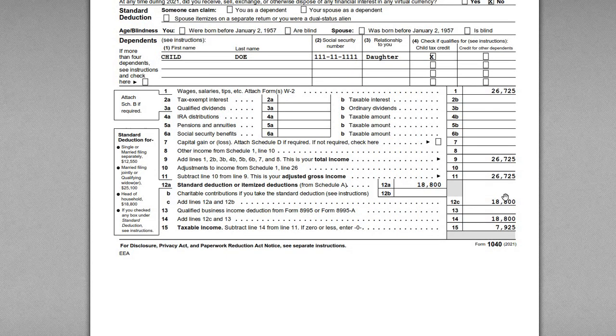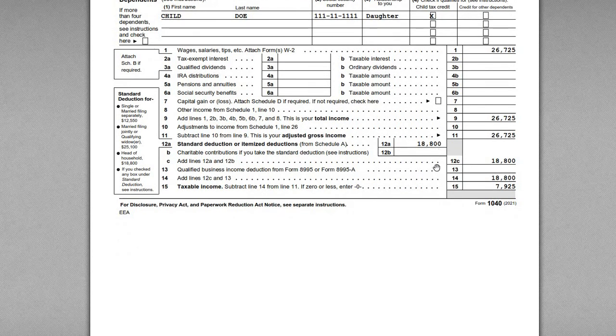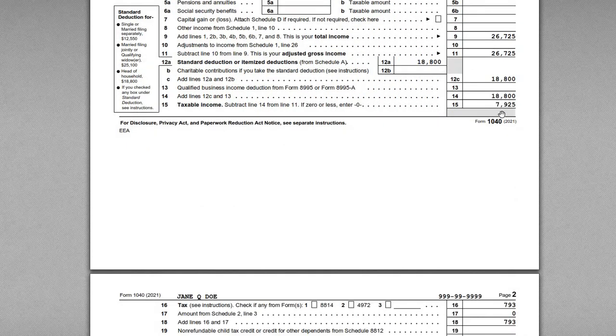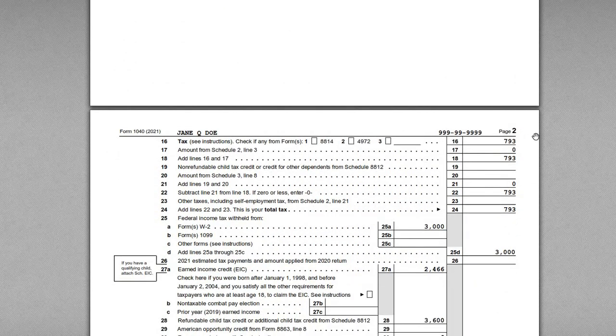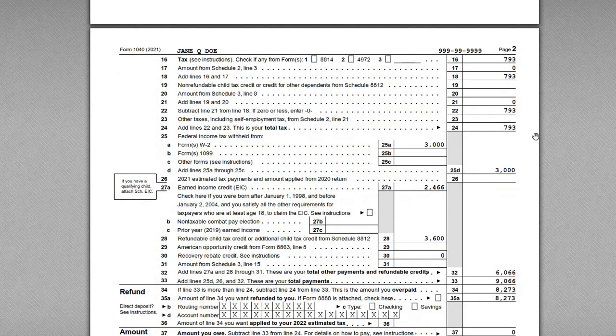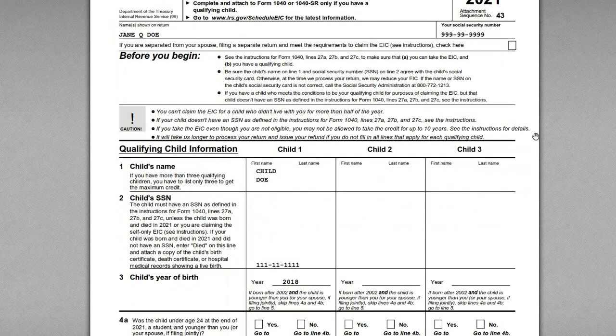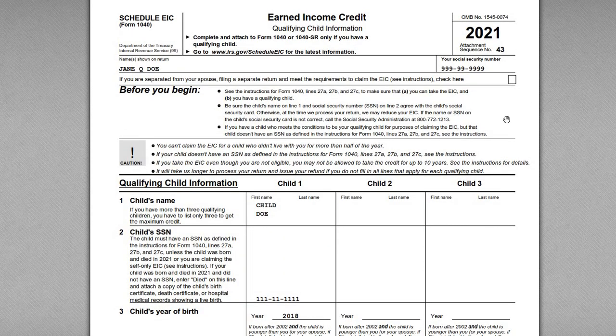Okay, so Jane's return, again, pretty straightforward. She has no investment income or other income, just her wages. There's her standard deduction, and her taxable income, again, is $7,925. And then that's the amount of tax that's being calculated using the tax tables. So now let's look at the earned income credit schedule, and we'll start here. So this should be completed and attached to your tax return. The worksheet doesn't have to be. We'll look at that next.